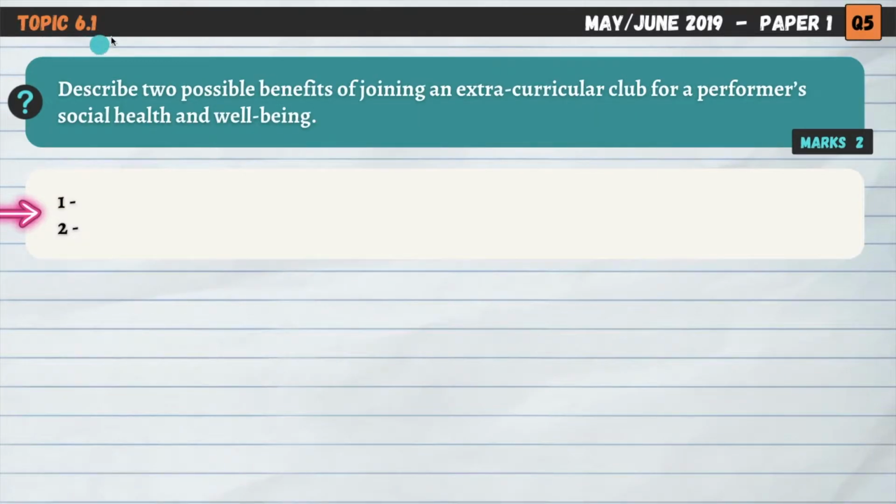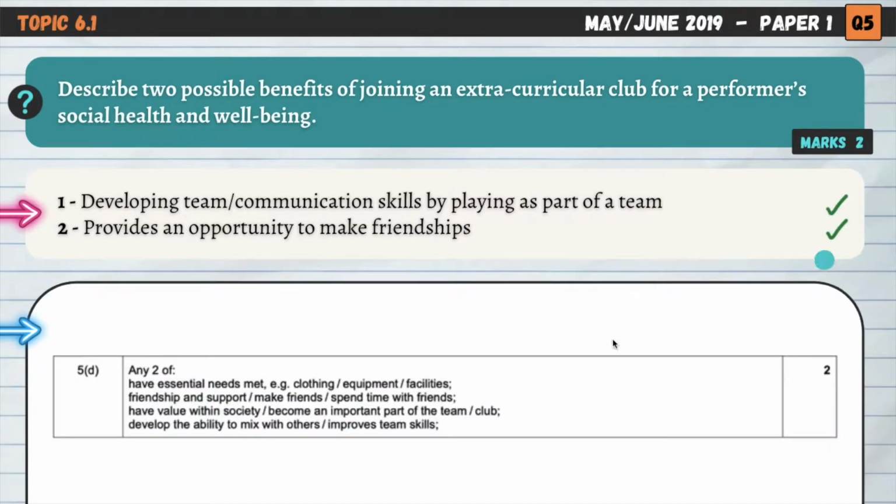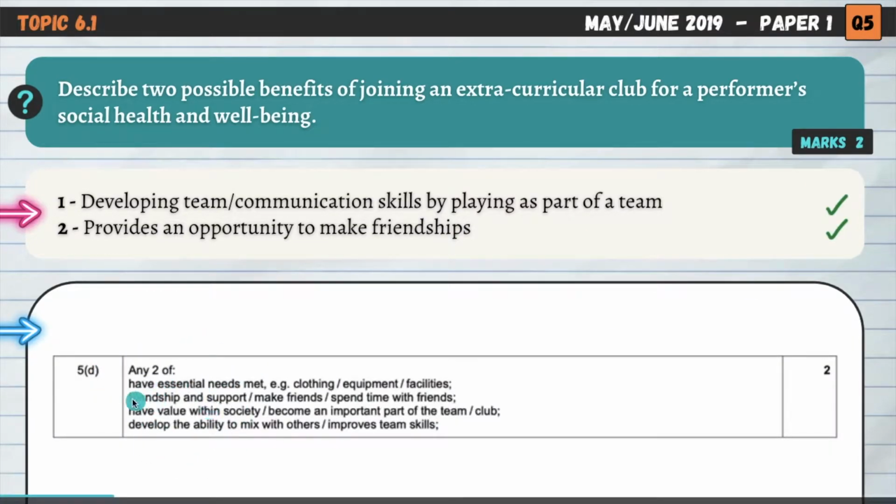Okay, question 2, 6.1. Describe 2 possible benefits of joining an extracurricular club for a performer's social health and well-being. So this one was on health and well-being. So 2 benefits of joining a club for a performer's social health. So by joining a club, we develop team or communication skills because we're playing as part of a team. That's going to improve our social skills of communication, and it's also going to provide an opportunity to make friendships, another benefit for our social health. And here are the things that we could have gone for.